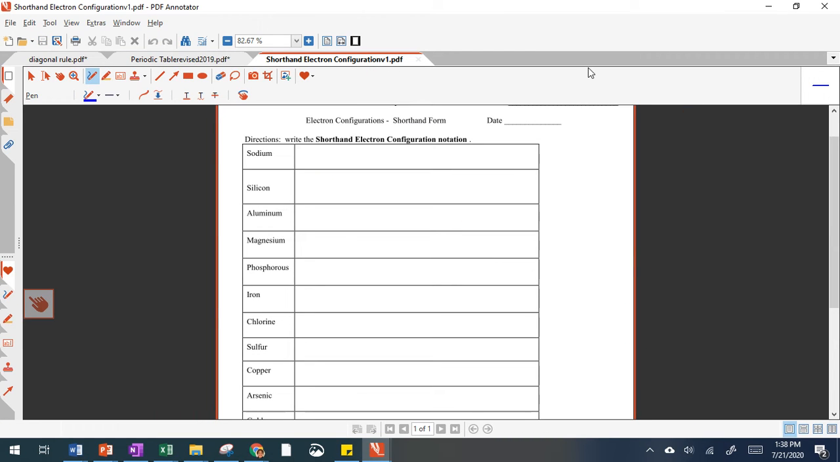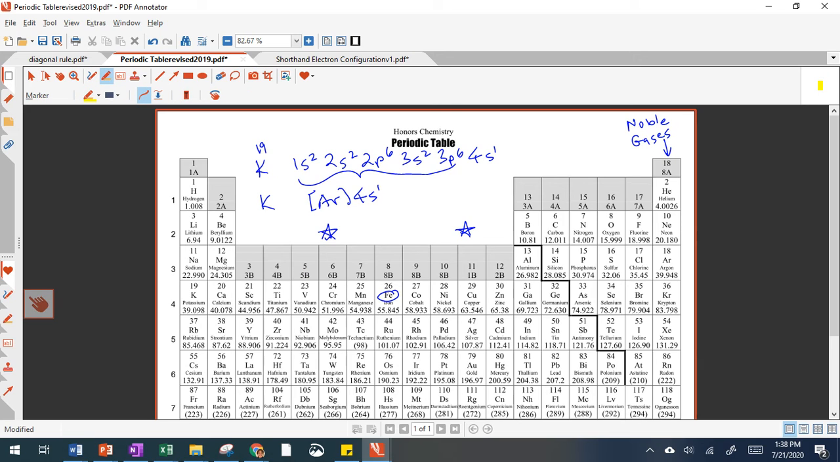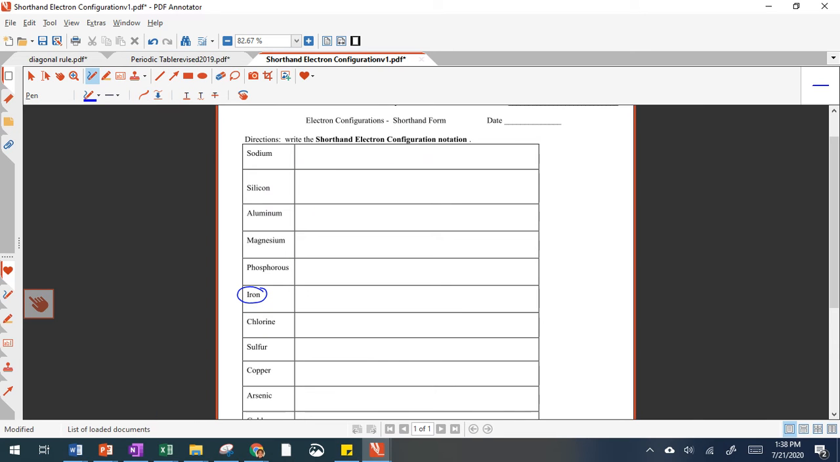So let's look at iron. Here we have iron. Let's go to our periodic table. Iron is down here. So what you do is you go to the previous row in the periodic table, which is row 3. You look at the noble gas on the previous row, the next smaller noble gas, that's going to be argon. So we're going to start out by writing argon in brackets.